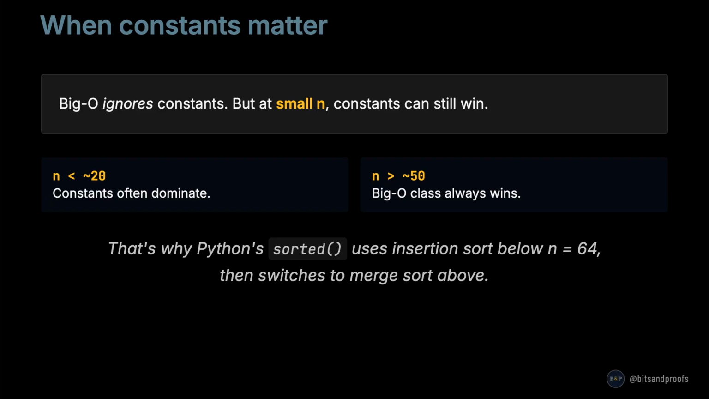Here's a concrete example. Python's built-in sorted function uses insertion sort below n equals 64, then switches to merge sort above. Why? Insertion sort is O of n squared in theory, but with very small constants. Merge sort is O of n log n, but with bigger constants and more memory allocation. At tiny inputs, the constants win, and insertion sort is genuinely faster. At large inputs, big O takes over and merge sort dominates. The Python implementation literally switches algorithms based on input size. Real engineering decision captured in one line of CPython source.